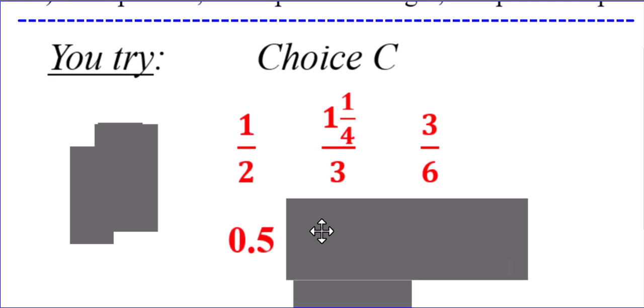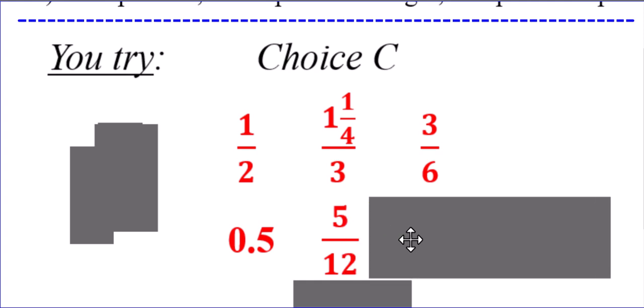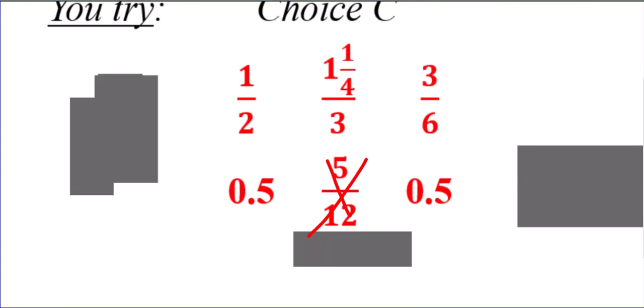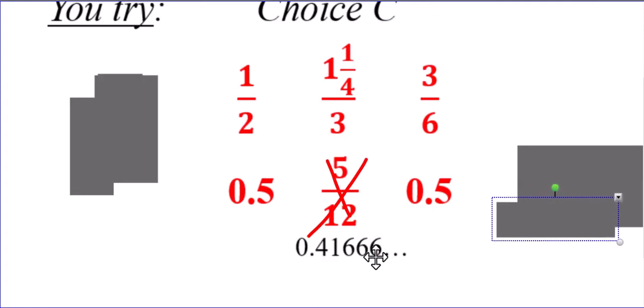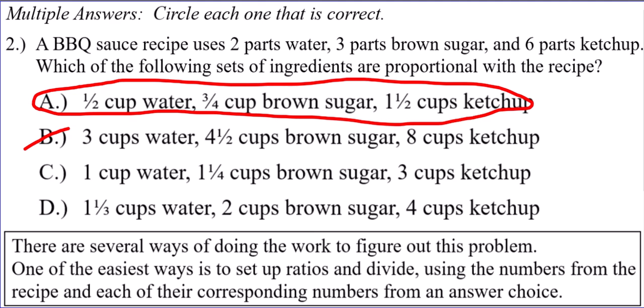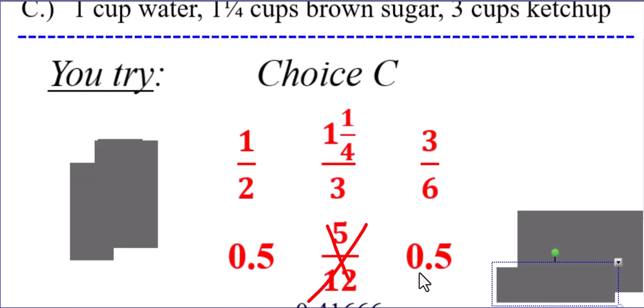Will this give me the same thing every time? Well, 1/2 is obviously 1/2 or 0.5. 1/4 divided by 3 is 1/12. I don't think that's the same as 0.5. If you don't know for sure, take 5 divided by 12. Yeah, you got like 0.416 repeating. Not the same. Now, 3/6 is the same as 1/2 or 0.5. But this one in the middle, no good. So what does that mean? That means, and here's my proof, there's that 0.416 repeating I was talking about. So choice C is no good. It is not proportional. We did not get the same ratio every single time.